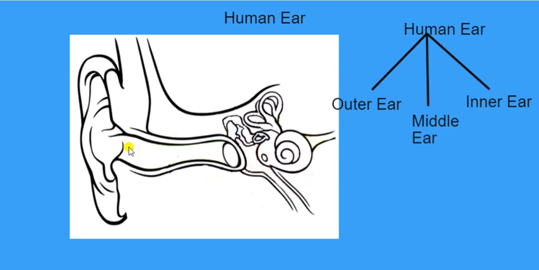In this diagram, we will label the parts of the outer ear, middle ear, and the inner ear, which will help us to understand the propagation of sound waves through the human ear. First of all, let's begin with the outer ear.